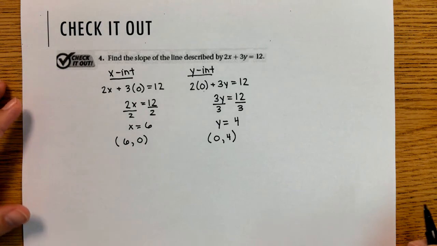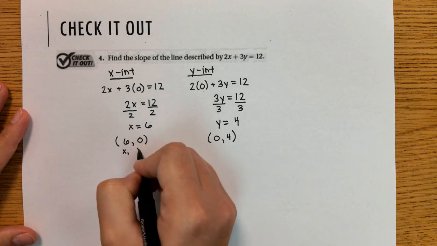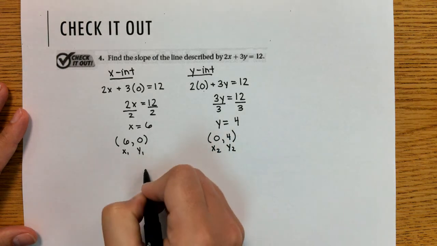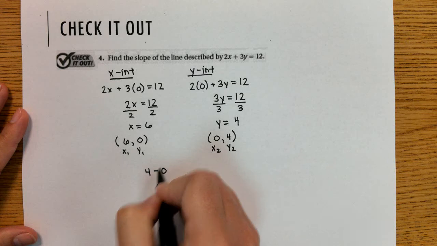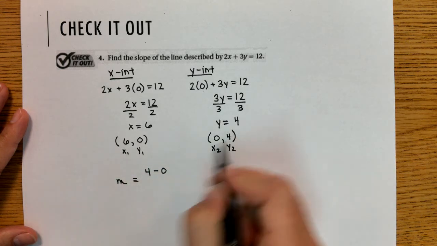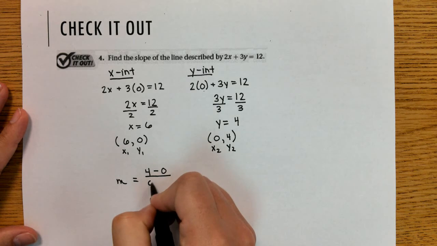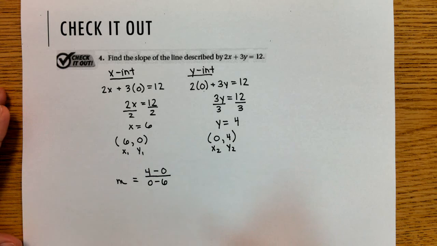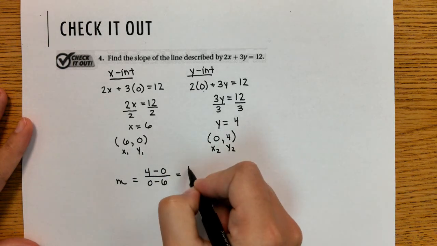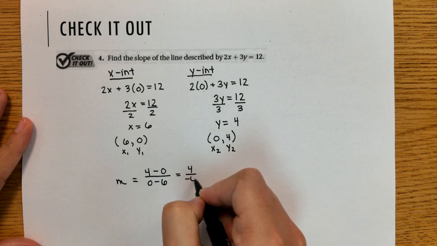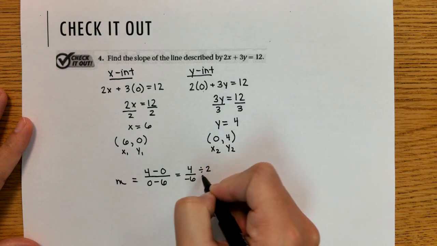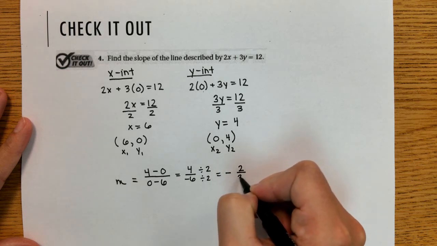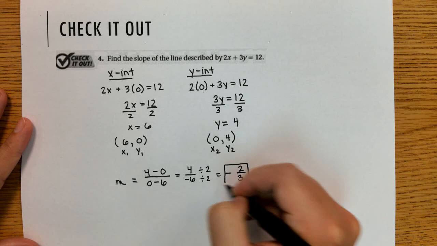Now I'm going to go find my slope. I'm going to name this my first coordinate, this one my second. So I'm going to do my change of y. So 4 minus 0, so this is going to be my slope, which is m, over 0 minus 6. So 4 minus 0 is my change in y, 0 minus 6 is my change in x. So 4 minus 0 gives me 4, 0 minus 6 is negative 6. I can simplify it by dividing top and bottom by 2. So my slope is negative 2 over 3. And that is my final answer.